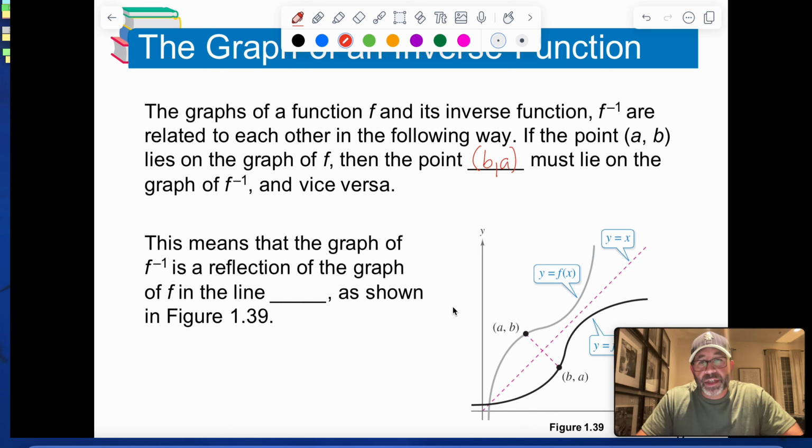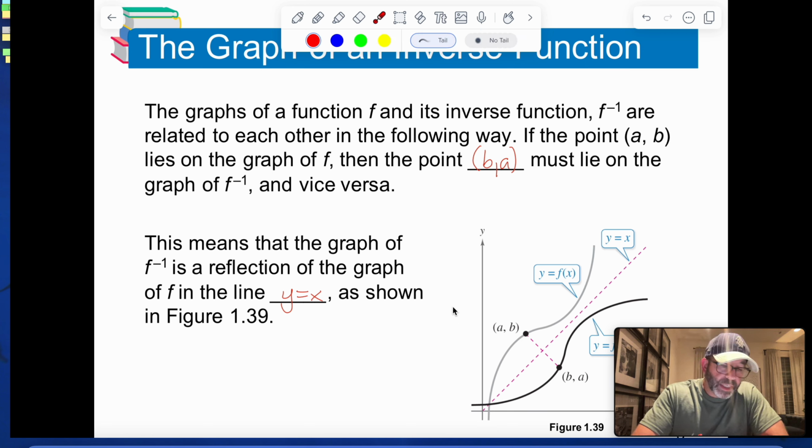So what this means is that the graph of the inverse is a reflection of the graph of f in the line y equals x, as shown in figure 1.39. Here's what happened here. When we take the A and the B, you can see that we swap them and we end up with B and A. Well, when we say A and B, we're really saying X and Y. And so if I just take the X and Y and I switch their places, that should give me the inverse. So you can see right here, X and Y are just swapped.